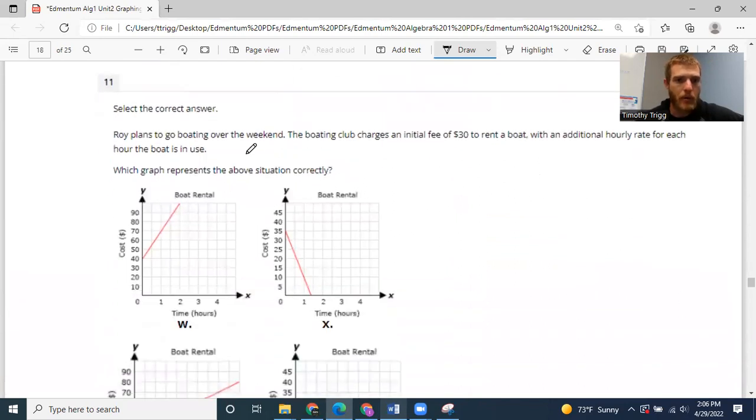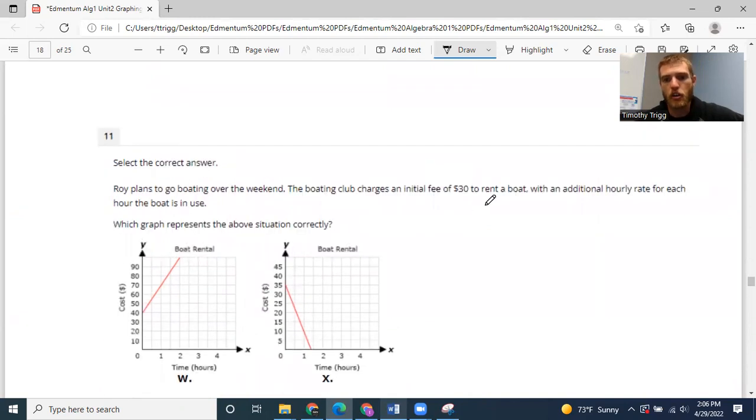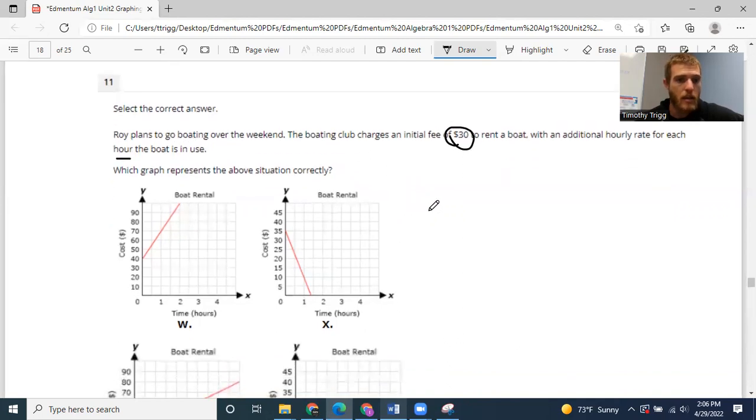Roy plans to go boating over the weekend. The boating club charges an initial fee of $30 to rent a boat, with an additional hourly rate for each hour the boat is in use. So $30 flat rate plus an hourly rate. Okay, which graph represents the above situation correctly?